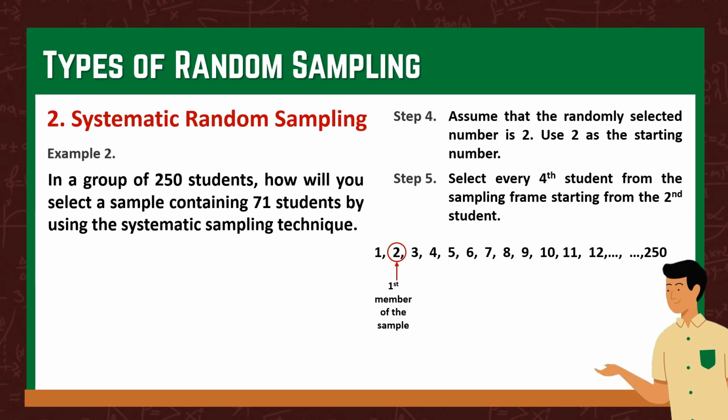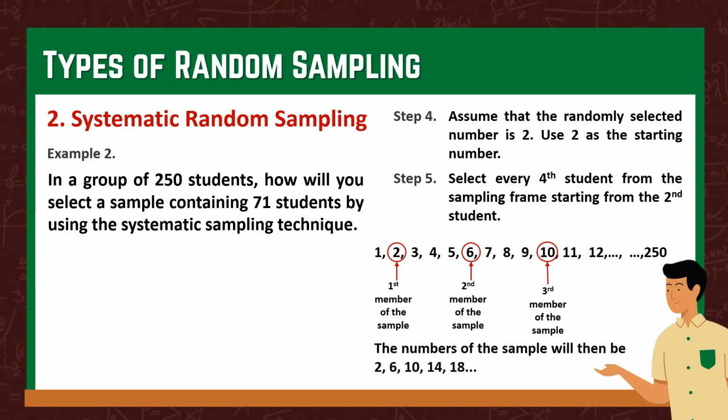The second member of the sample will be number 6. Then 1, 2, 3, 4. The third member of the sample will be number 10, and so on and so forth. So this is the systematic random sampling technique.